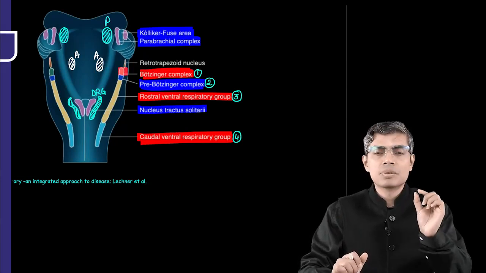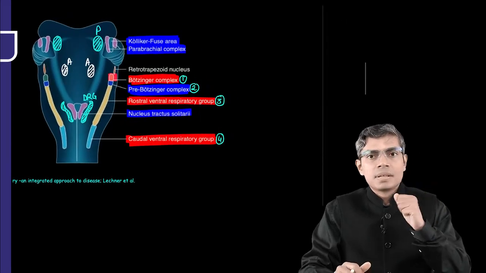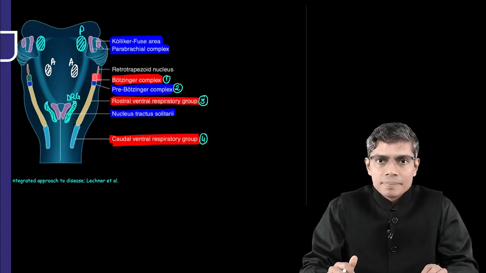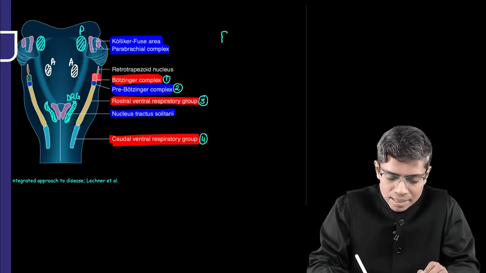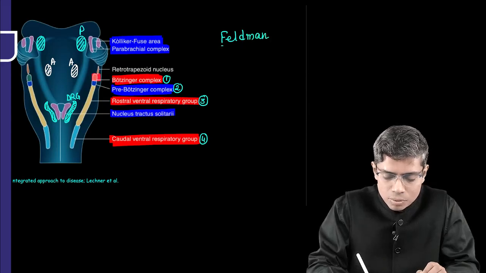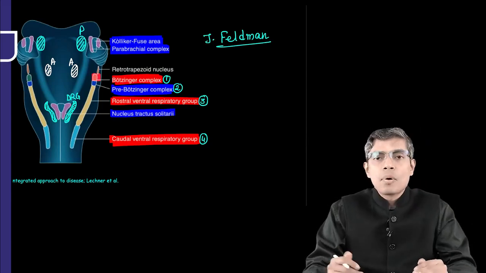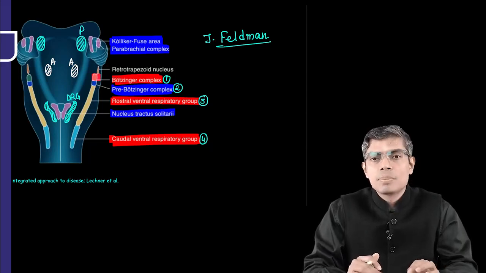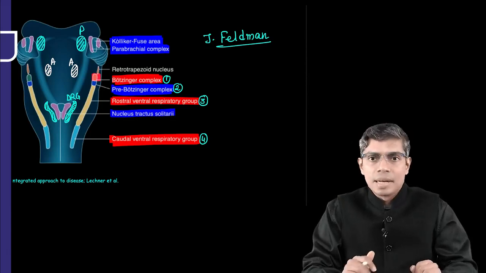One group of neurons is known as the Bötzinger complex. You know that this Bötzinger complex was first discovered by Jack Feldman. Professor Jack Feldman is the first scientist who discovered this complex. You must be thinking, is Bötzinger the name of a scientist? The answer is no. The scientist who discovered this complex of neurons is named Jack Feldman.